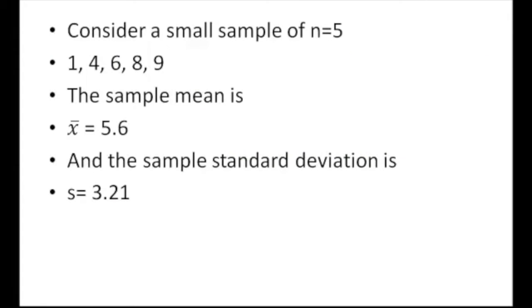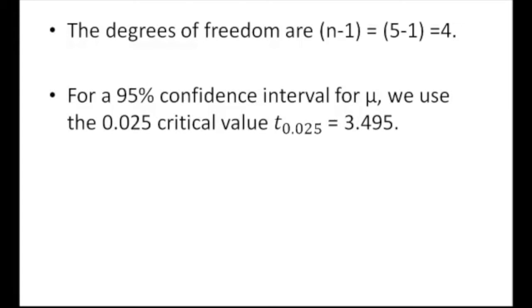Let us consider another example. Consider a small sample of n equal to 5: 1, 4, 6, 8, and 9. The sample mean is x bar equal to 5.6, and the sample standard deviation is s equal to 3.21. The degrees of freedom are n-1, or 5 minus 1, which is 4. The table value with 0.025 in each tail on 4 degrees of freedom is 3.495.